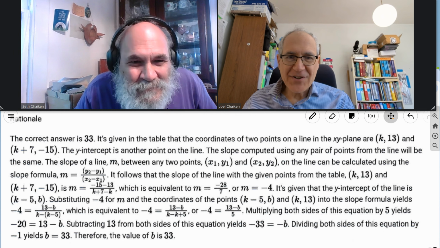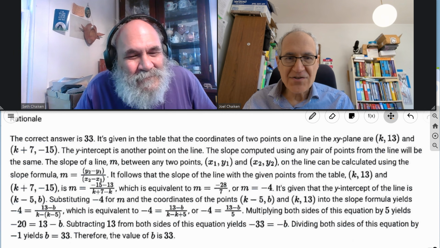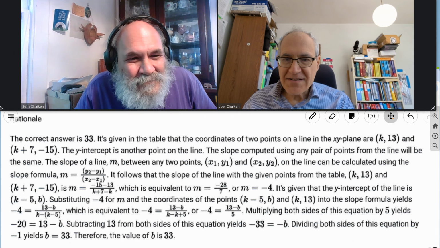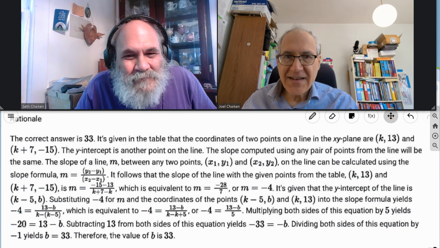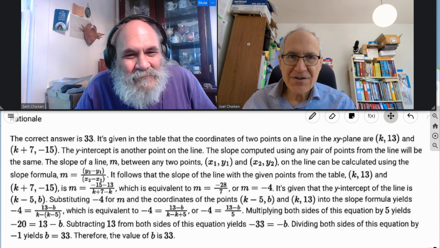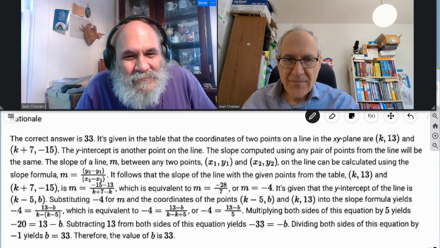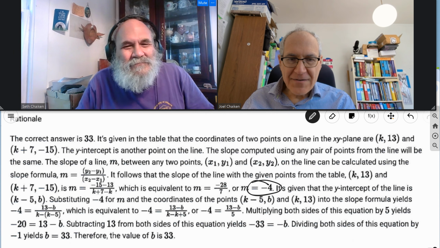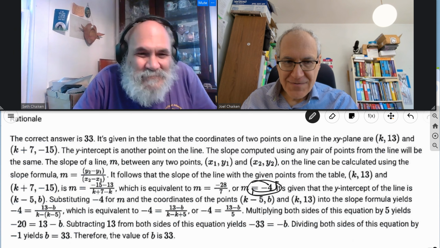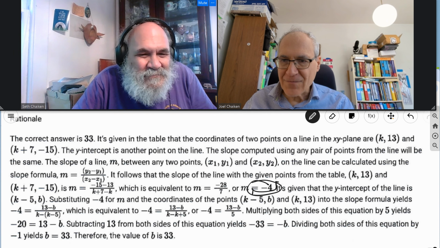It's given in the table. The coordinates of the 2 points are given. The y-intercept is another point on the line. They compute the slope, and they get -4. Up until here, we got that. Oh, and I lost my annotation. Oops. I'm going to have to annotate again. Okay, there we go. Now, it is given that the y-intercept of the line is this, substituting -4 for m.